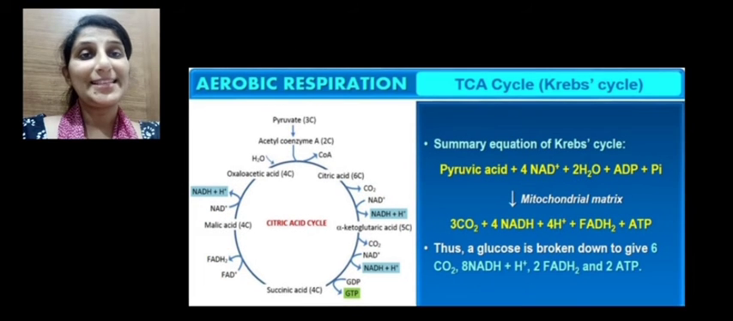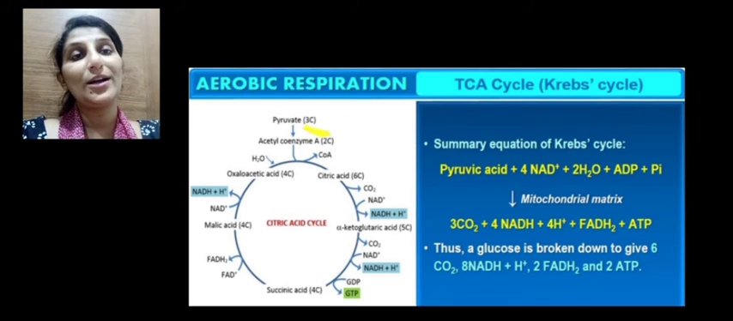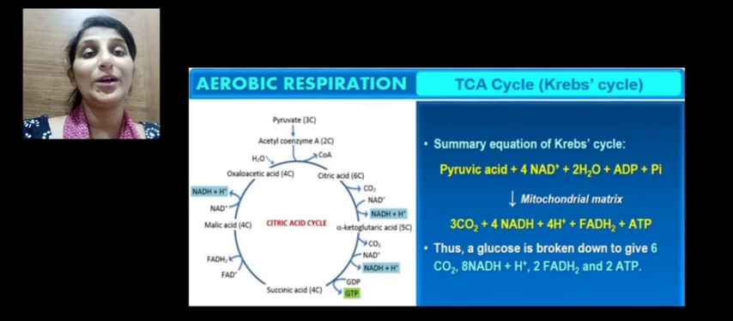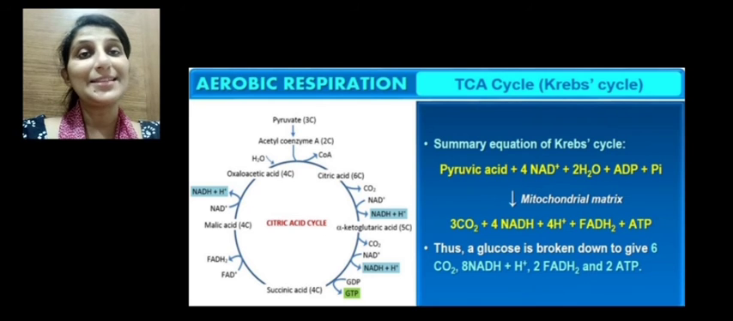Okay, now let us summarize the equation of Krebs cycle. The pyruvic acid plus 4 coenzyme NAD plus 2 molecules of water plus 1 molecule of ADP plus inorganic phosphate plus FAD. Pyruvic acid, as we know, is an end product of glycolysis. 4 NAD: 1, 2, 3, and the fourth one is formed when the pyruvate gets converted to acetyl coenzyme A. This NAD is needed over here, in this reaction, where NAD is reduced to NADH plus H plus.